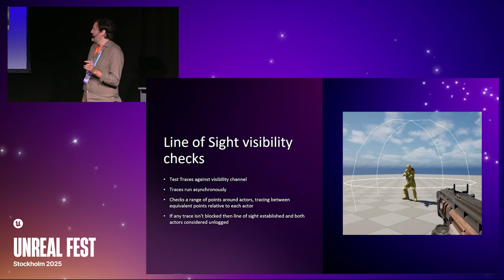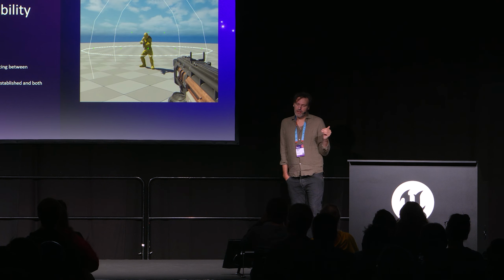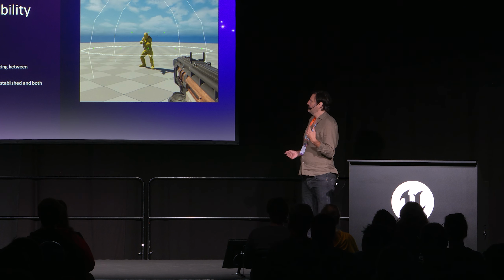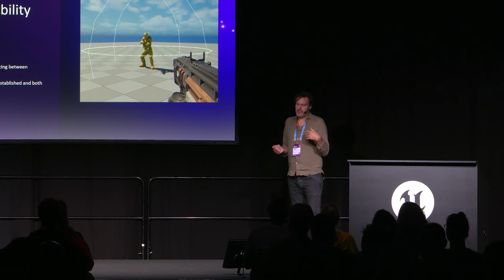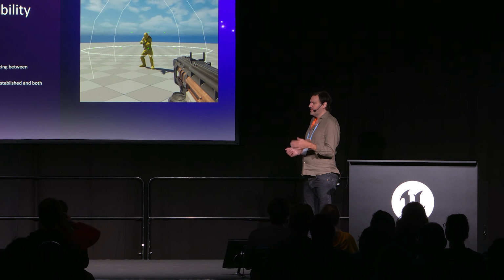Hopefully you can make out the little green dots in the image. They show the location of where line traces are being made around the NPC to equivalent points around the player. We make traces on the visibility channel, and they run asynchronously to not block the game thread. And we use simple test traces because we don't care about what blocks the trace, only whether it is blocked.